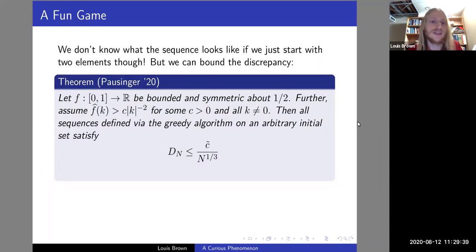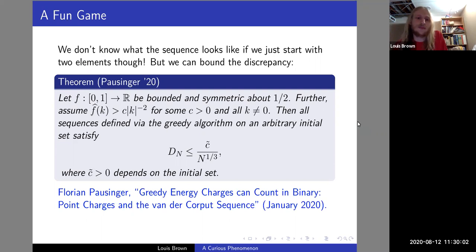Then all sequences defined by this greedy algorithm on an arbitrary initial set will satisfy that the discrepancy is at most some constant over the cubed root of n, where this constant just depends on the initial set.